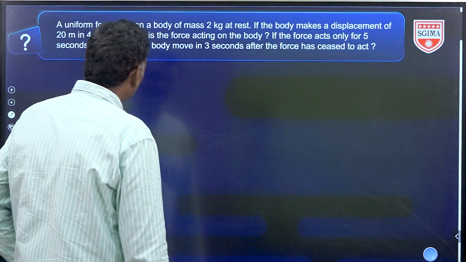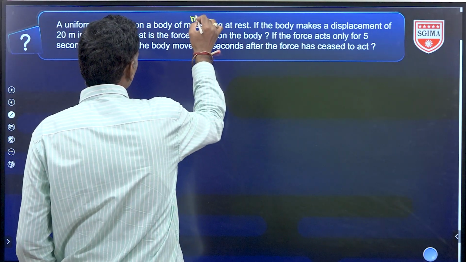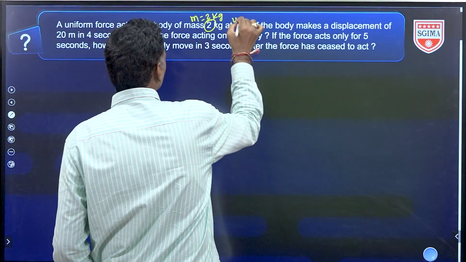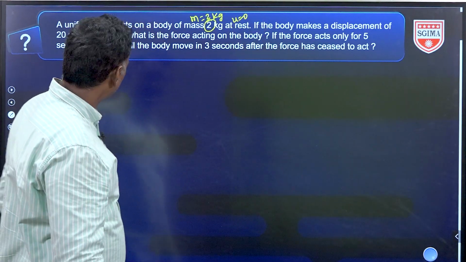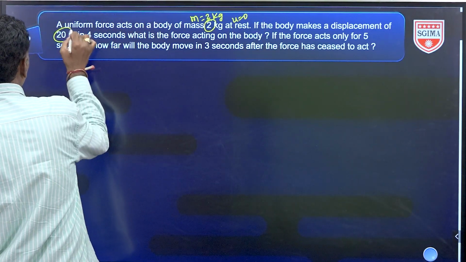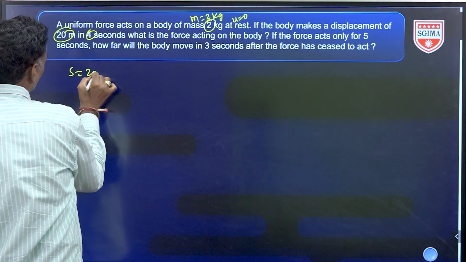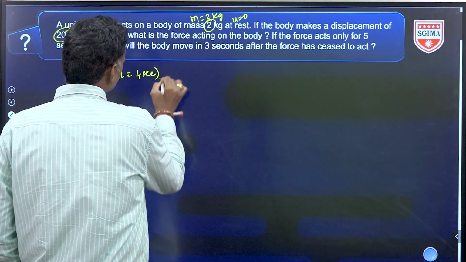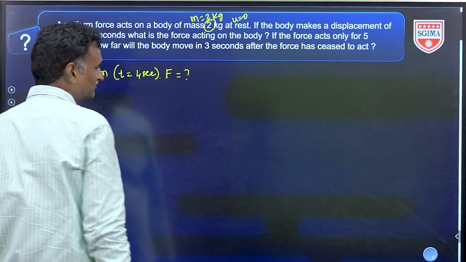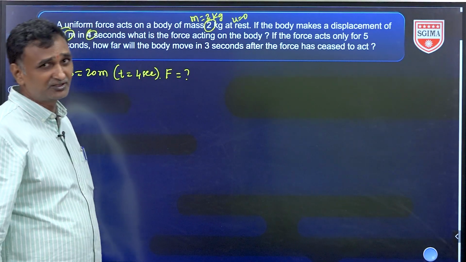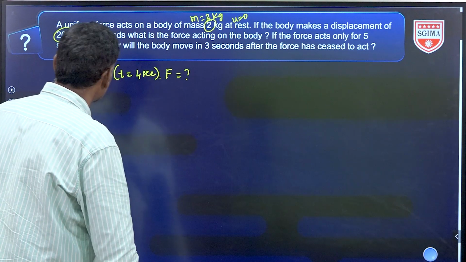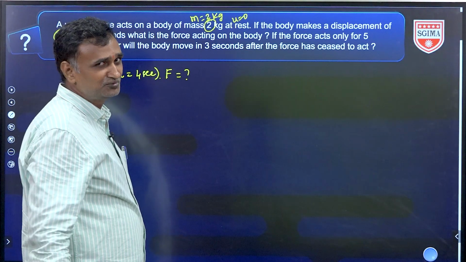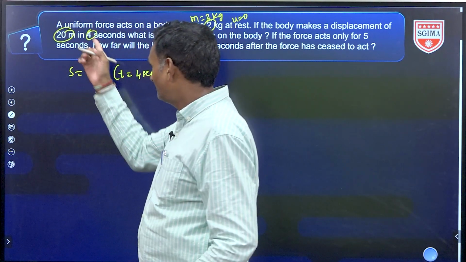A uniform force acts on a body of mass 2 kg at rest, means initial velocity 0. If the body makes a displacement of 20 meters in 4 seconds, s equal to 20 meters in time 4 seconds. And what is the force? They are asking force acting on the body, first one. Now let us solve for the first one, and the remaining will be solved after. First, F means we want mass into acceleration, mass is given, acceleration we require. Okay, na? S is given and time also given.